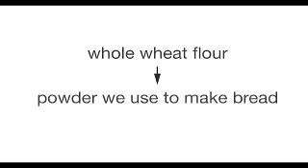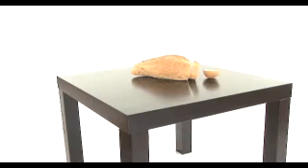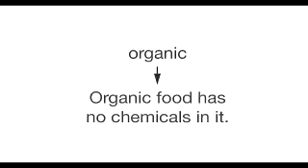Whole wheat flour. Flour is the powder we use to make bread. Whole wheat bread is brown and it is healthier than white bread. Organic. Organic food has no chemicals in it.